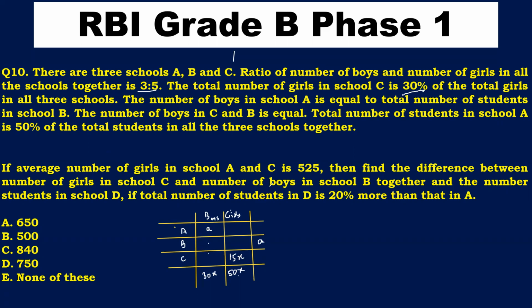Total number of students in school A is 50% of the total students in all three schools together. So for all three schools, the total is 80x. Its 50% should belong to A. That means 40x should belong to A. If this is 40x, that means this should be 40x minus A, because these two should add to 40x. That means this is 40x minus A. Now this number should be 40x minus A minus 15x. That is 25x minus A. And this number should also be 25x minus A as they are equal. Now this number here is, or we can first add these.